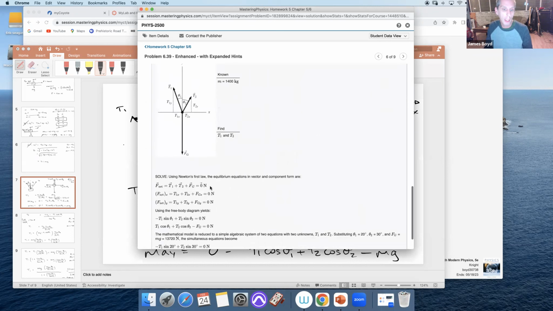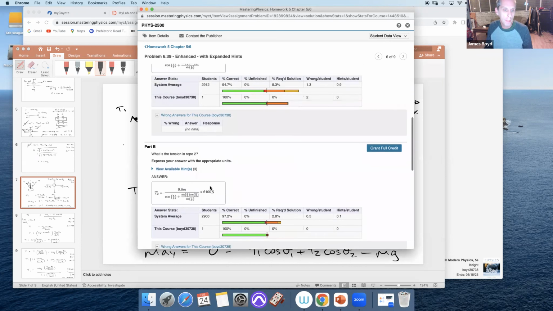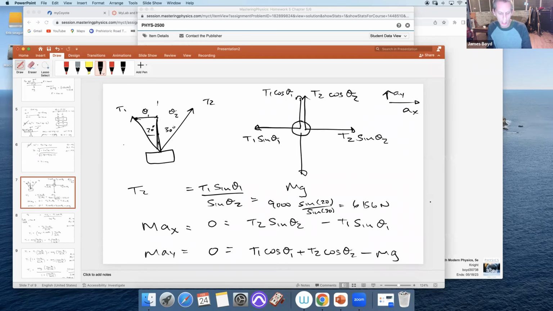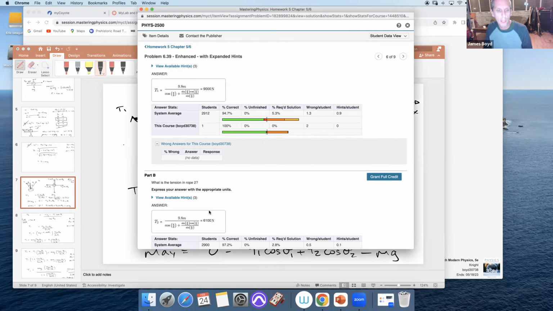I don't know why they're getting 6,100. Maybe how they rounded it, because it wasn't actually quite 9,000. So 8,900 times sine of 20 divided by sine of 30. Yeah, I get 6,125 if I do that, which rounds to 6,100 newtons. So they rounded down to 6,100 newtons.